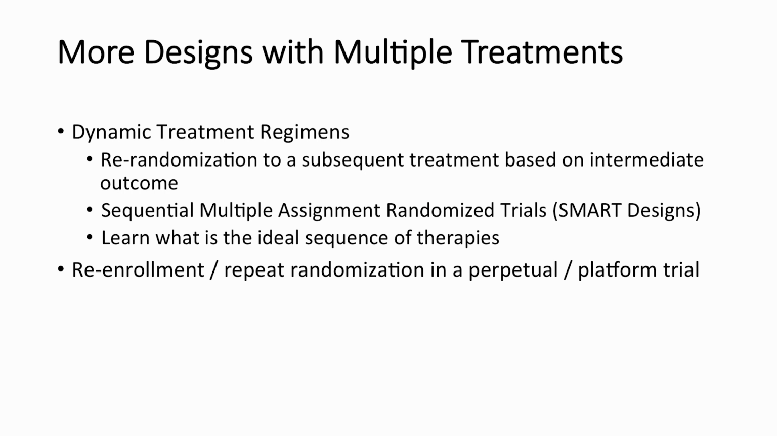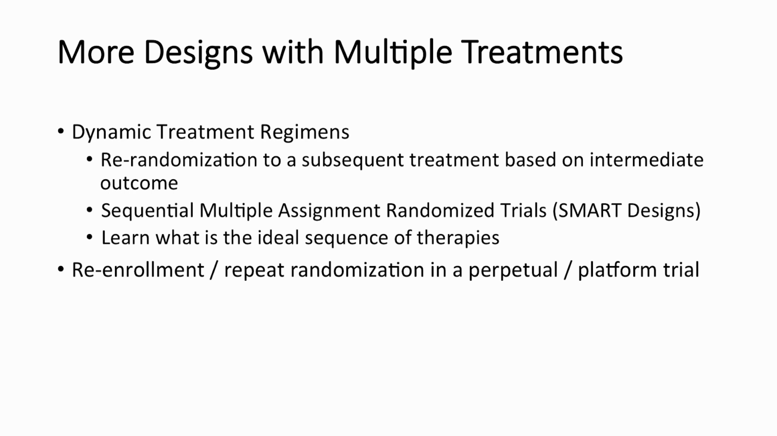So now that we've talked about two main types of designs with multiple treatments, I just want to acknowledge that there are many more designs that involve multiple treatments. One that's gaining popularity is a dynamic treatment regimen, or what people are calling a SMART design. And this also involves re-randomization to subsequent treatments based on intermediate outcomes. And also, we're interested in learning what is the best and most ideal sequence of therapies.